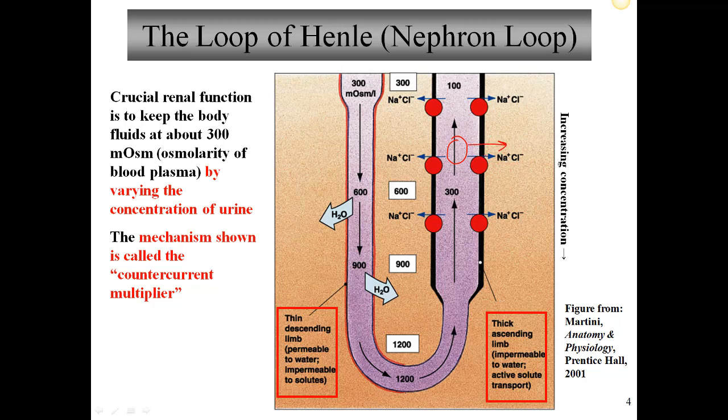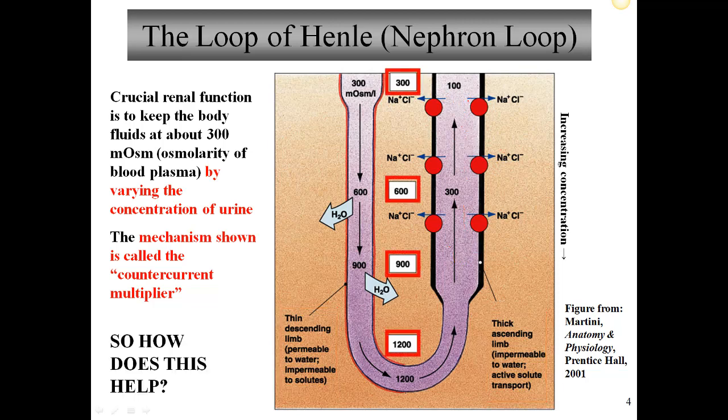Now, one of the things we mentioned before, and is indicated by this thick black line in this diagram, is the fact that this is not permeable to water. So water is stuck in the tube right here and it cannot get out. So what's happening is we extract sodium chloride from this tube, leave the water behind, and notice the coloration is becoming lighter and lighter until we get to the top of this tube and reach an osmolarity of 100 milliosmoles per liter.